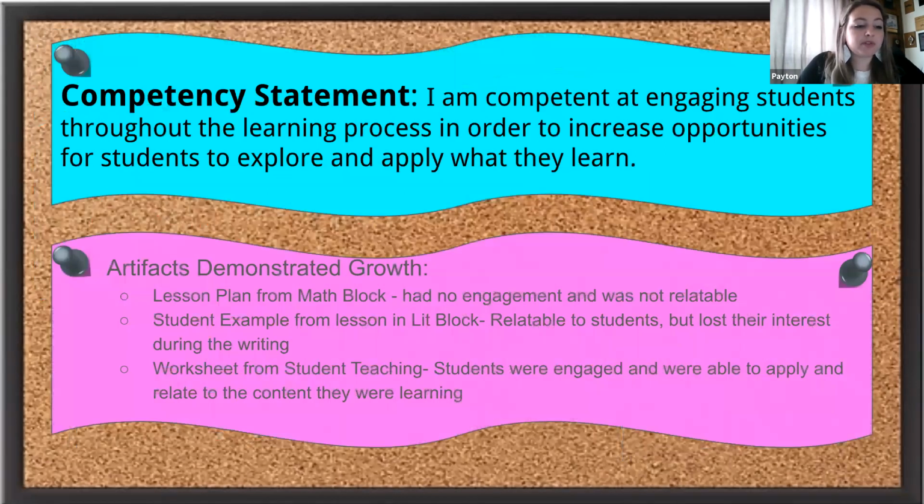To wrap it up, I will restate my competency statement. I am competent at engaging students throughout the learning process in order to increase opportunities for students to explore and apply what they learn.